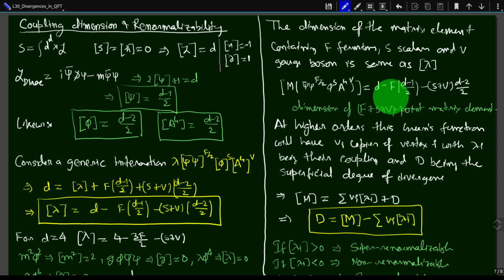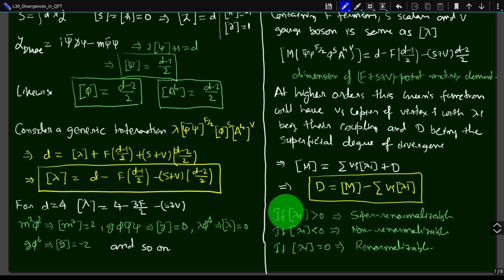Although this formula looks exactly the same, you have to look at each term in the Lagrangian for each of the lambda i's. What happens if all the lambda i's are greater than 0? For a large enough number of vertices, large enough order, given a matrix element, you can always go to higher order and you will have d less than 0. That means only a finite number of Feynman diagrams for any Green's function will be infinite. So this is the definition of super-renormalizability.